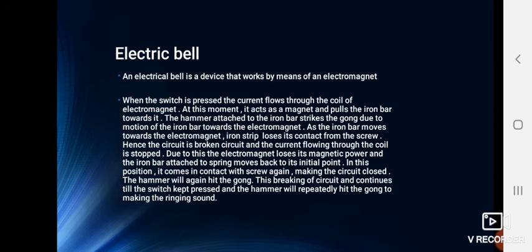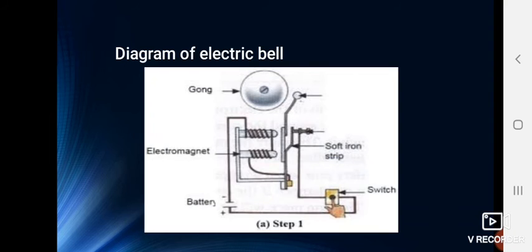This making and breaking of the circuit continues as long as the switch is kept pressed, and the hammer will repeatedly hit the gong, making the ringing sound. This is the diagram of the electric bell.